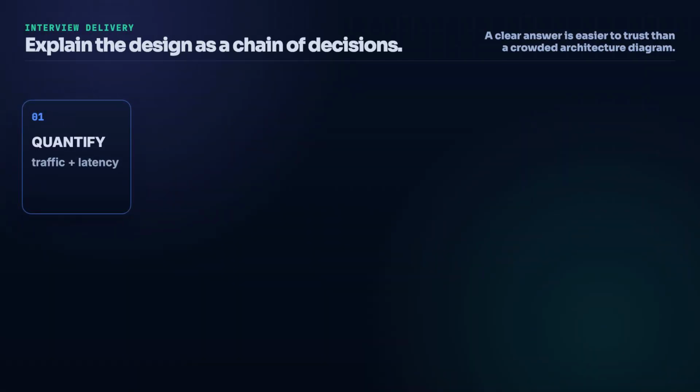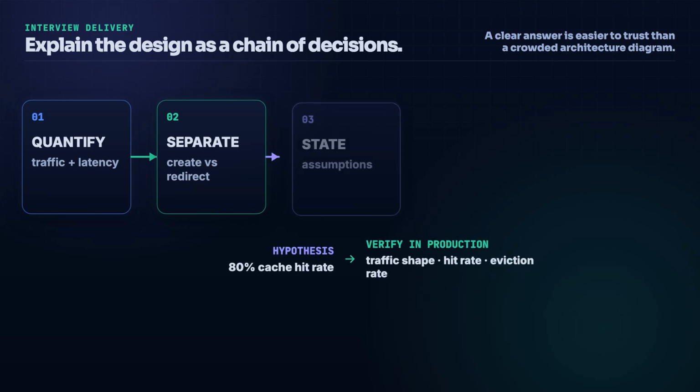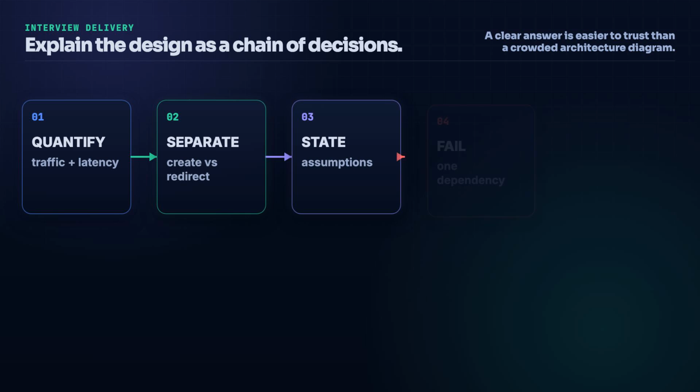A strong interview answer starts with the workload and product rules, not a list of databases. Then separate create, redirect, and analytics paths. Explain the data moving through each path and where it becomes durable. State assumptions behind numbers such as an 80% hit rate. Name the Zipf-like traffic shape and say that production measurements must confirm it.